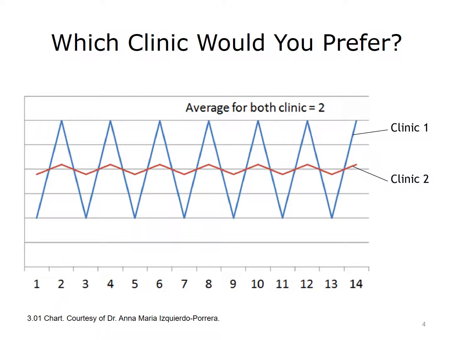The graph shows the progression of the two clinics. Clinic 1 has a wide range of outcomes, from 1 to 3, and the other, Clinic 2, has a narrow range of outcomes, from 1.9 to 2.1.